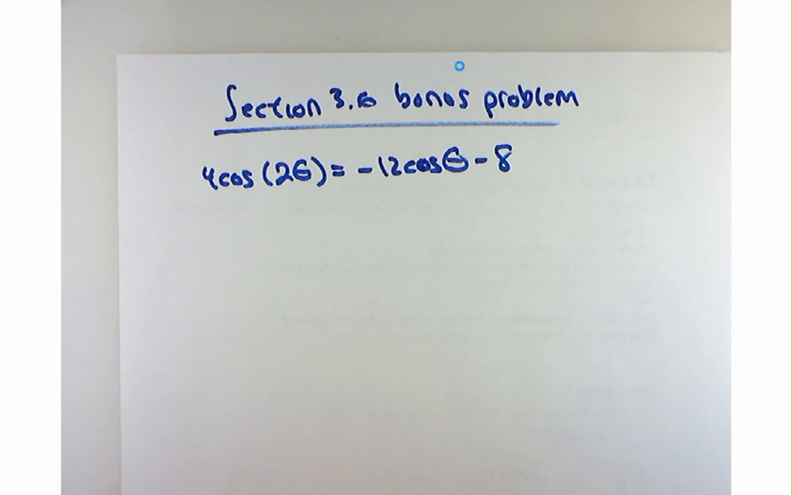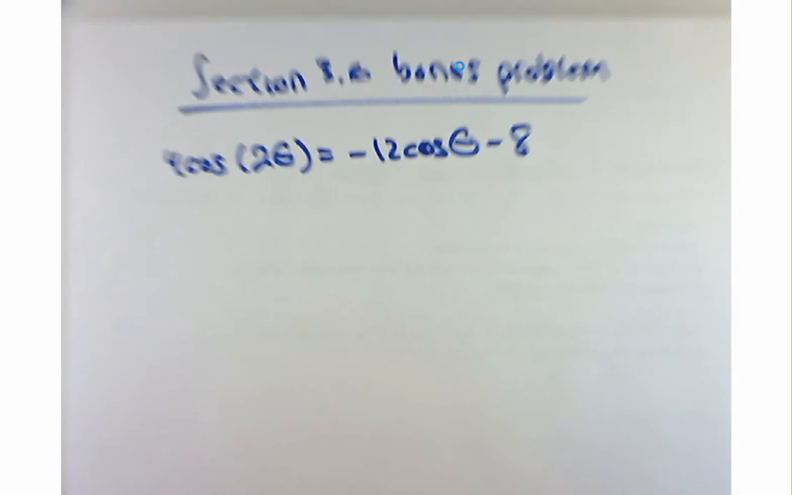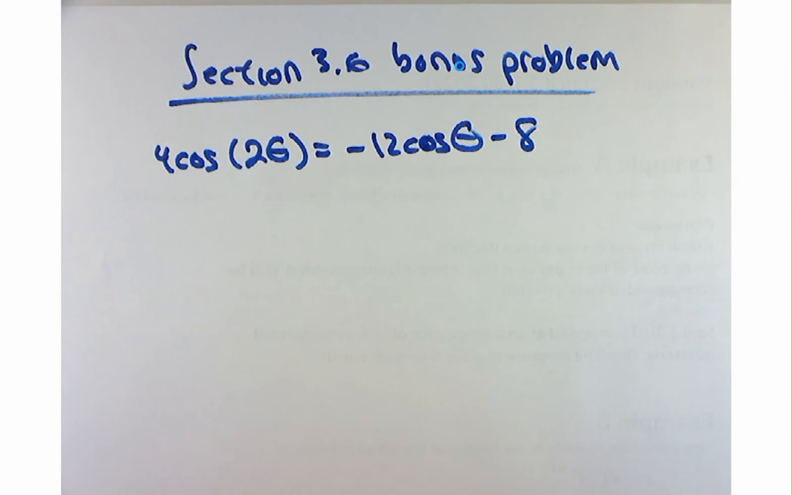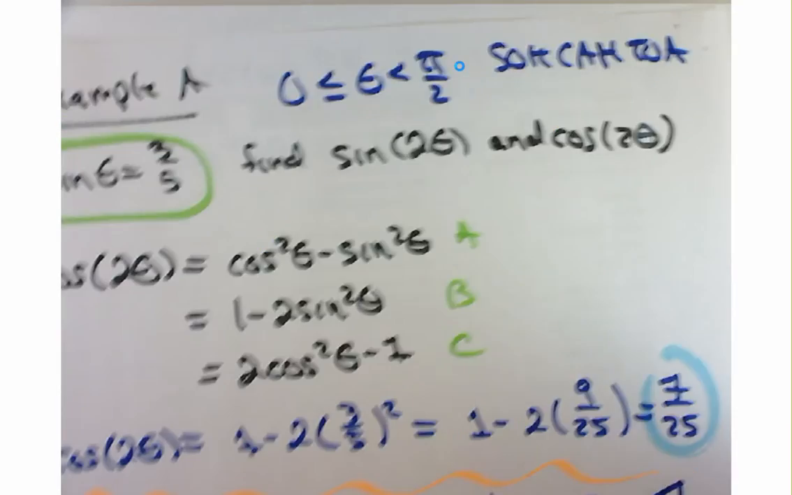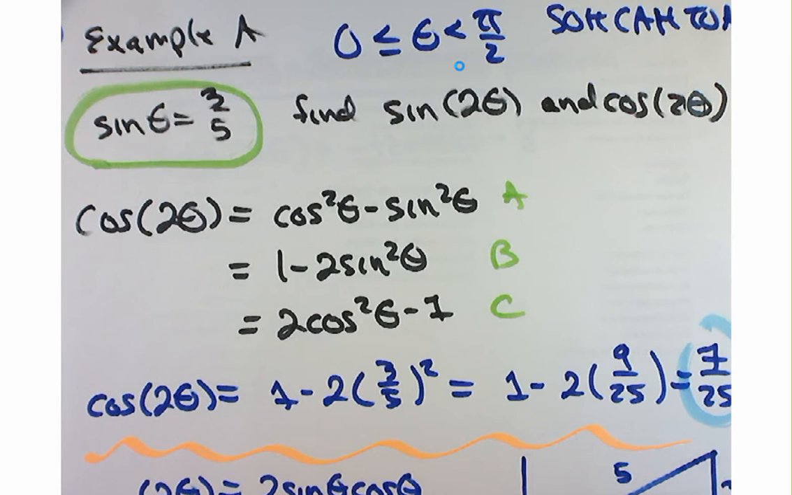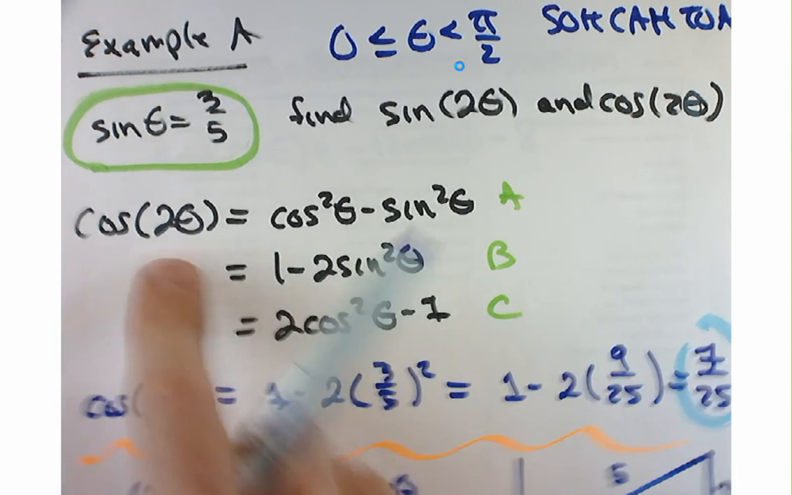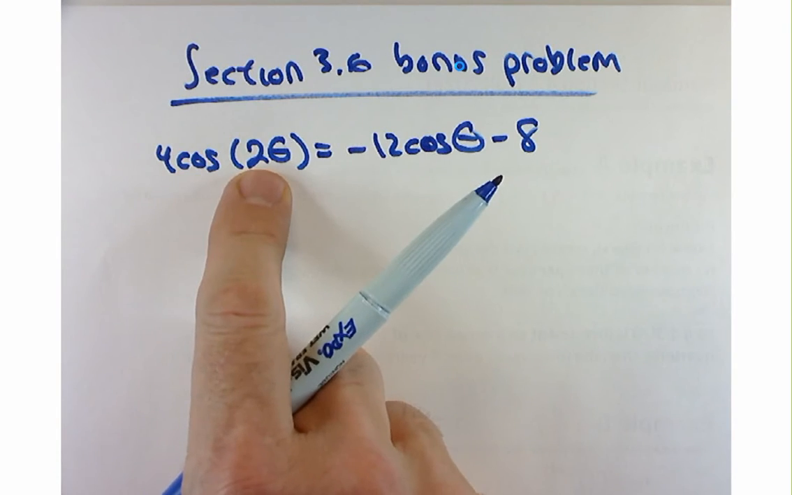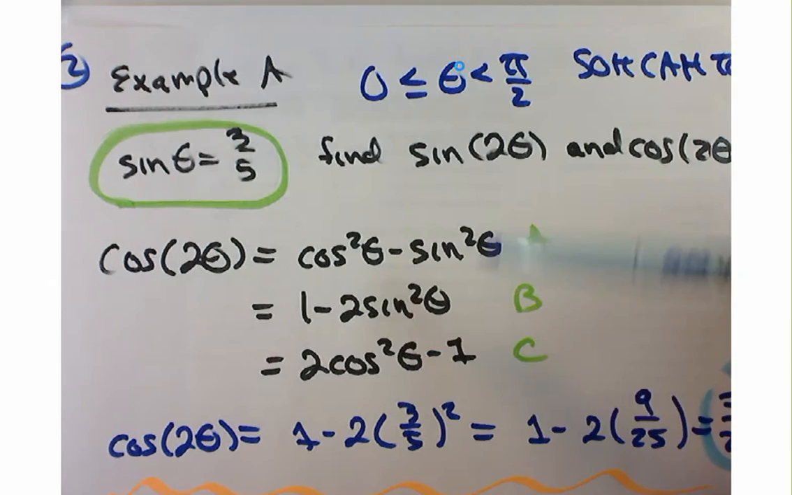4 cosine 2 theta equals negative 12 cosine of theta minus 8. Now the way you're going to need to work on this is to first of all write everything in terms of sines and cosines. So going all the way back to section 3.6, we had 3 different formulas for the cosine double angle. And you've got a cosine double angle here. So which one do I want to use?